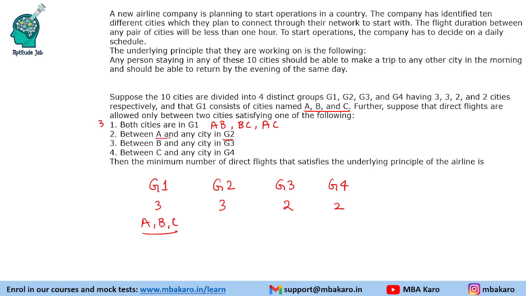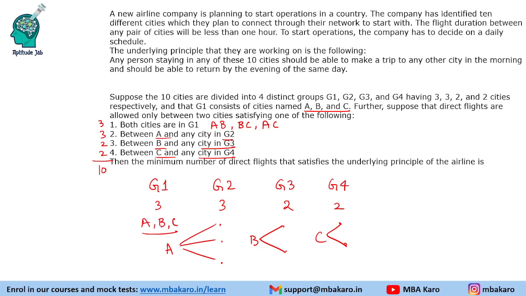Between A and any other city in G2. There are 3 cities in G2 and this is A. So A will be connected to these 3 different cities. So we have 3 connections. Between B and any city in G3. G3 has 2 cities and B is connected to both. So 2 connections here. And C and any city in G4. So C is connected to the 2 cities of G4. So we have 2 connections. So in total we need 10 connections.